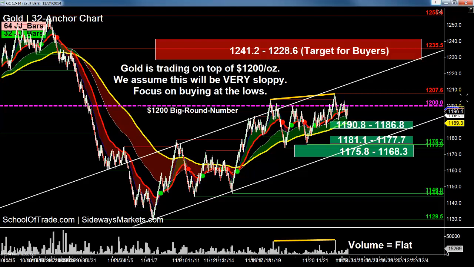And again, that 1200 big round number is probably going to make for some pretty sloppy markets until the end of the week here, until we get to this holiday. I hope I'm wrong, but I have a feeling I'm probably going to be right about that.